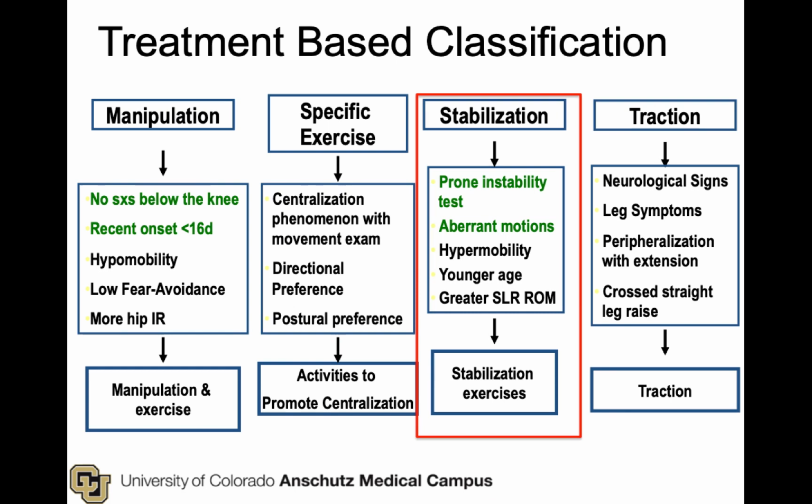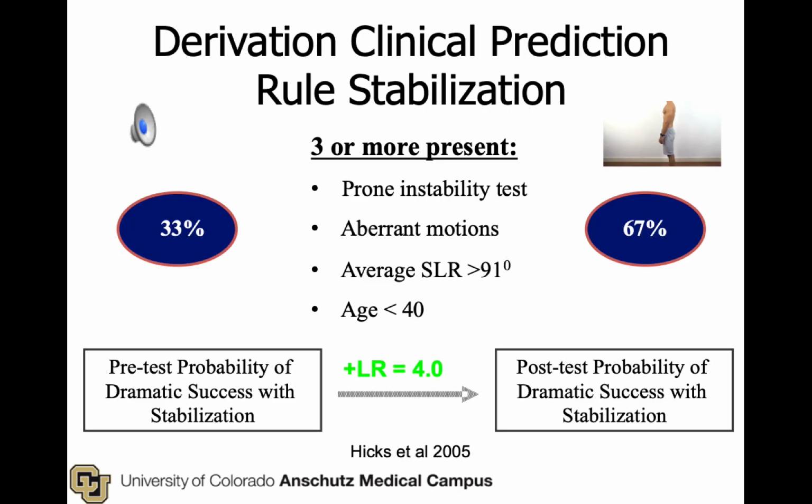We'll move on now to stabilization. So the criteria from the research that would suggest an individual may benefit from this treatment approach would be a positive prone instability test and aberrant motions, which I'll show you pictures or videos of those. Hypermobility, so in contrast to the manipulation subgroup where they have stiffness, these are patients that tend to have a little bit more mobility in the lumbar spine. They tend to have a younger age of less than 40 and greater straight leg raise or hamstring flexibility higher than 91 degrees.